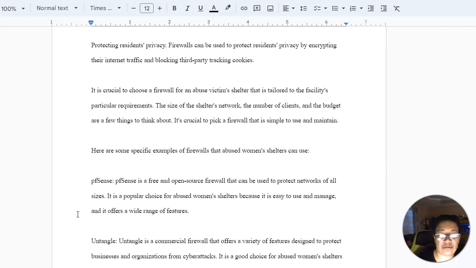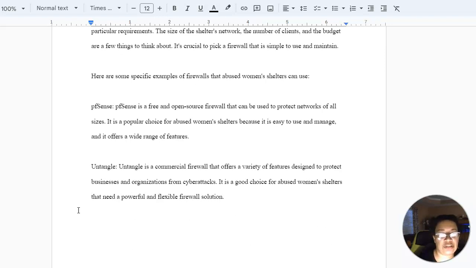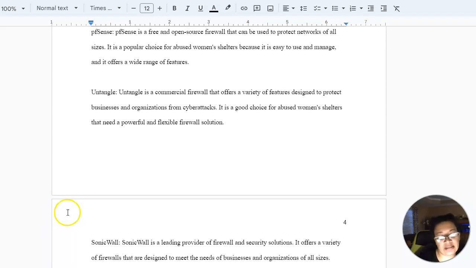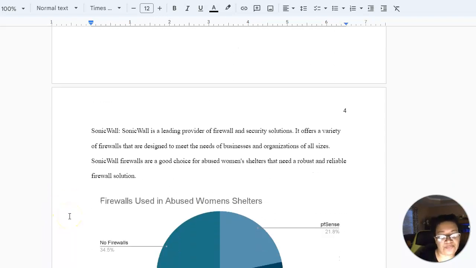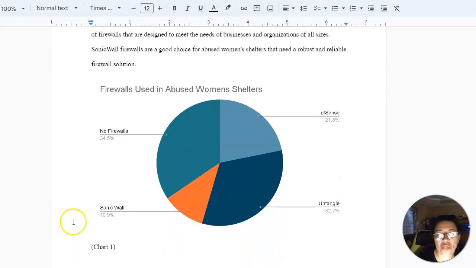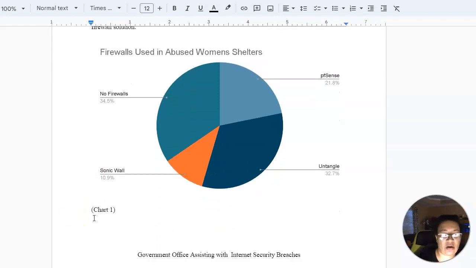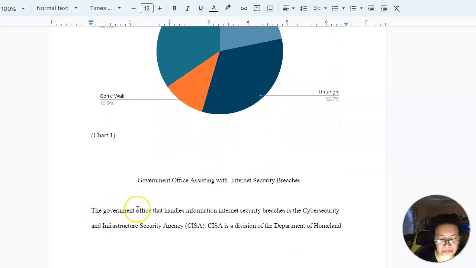The size of the shelter's network and the number of clients and the budget are a few things to think about, and further research shows that there are several options available, such as pfSense, Untangle, and SonicWall. We see that most are not using any firewall protection whatsoever.